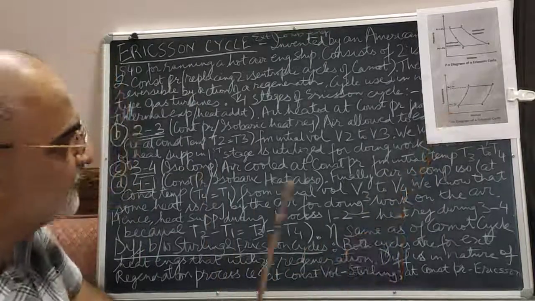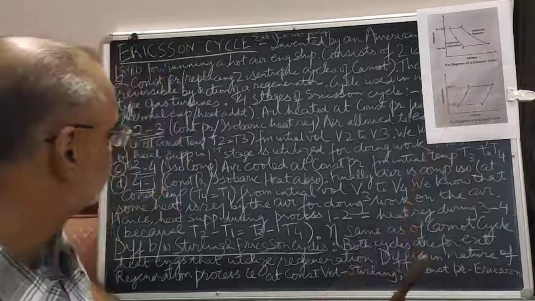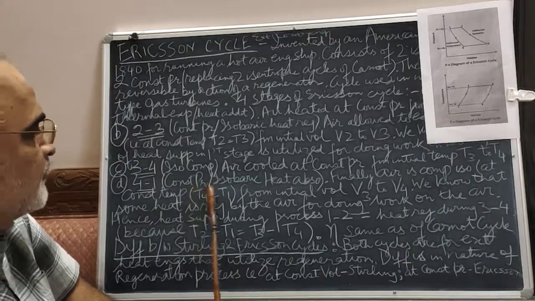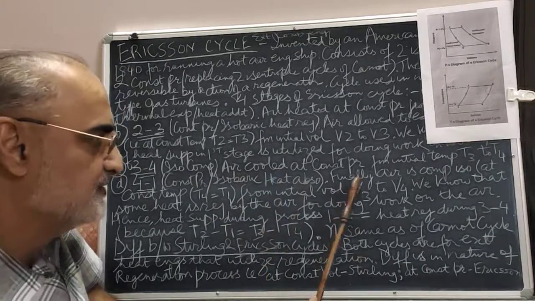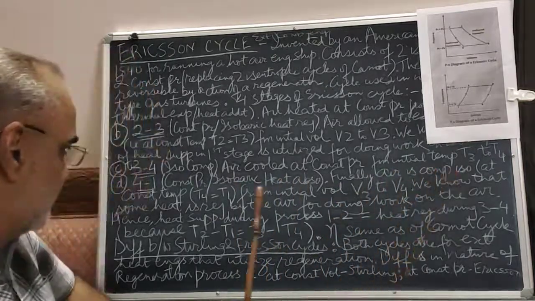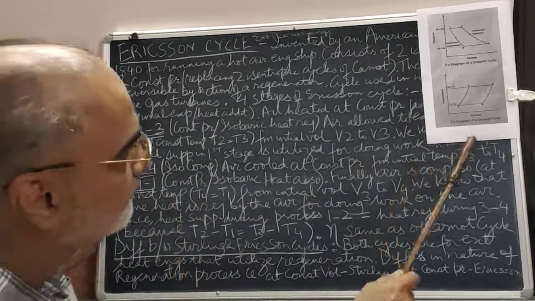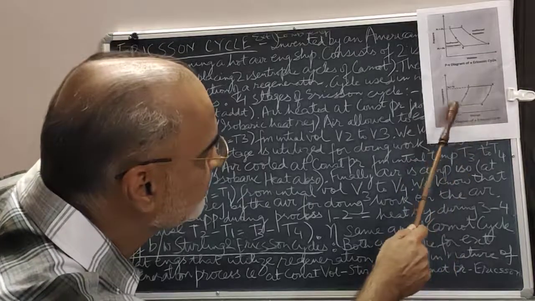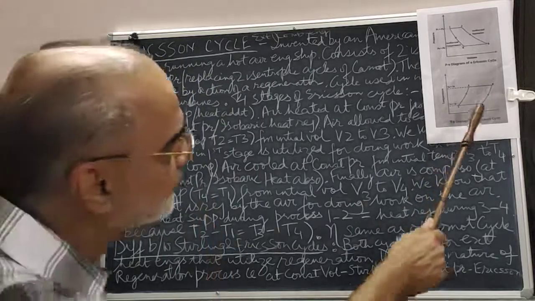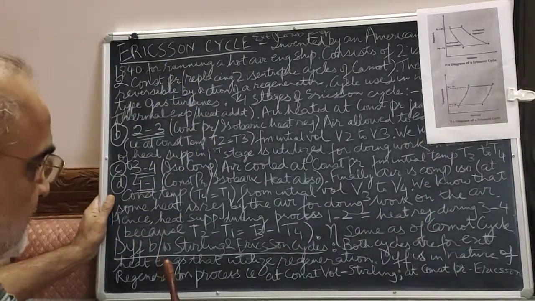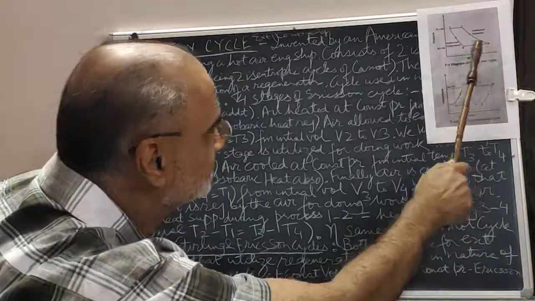And the last phase is 4 to 1, constant pressure, isobaric heat absorption. Finally, the air is compressed isothermally at constant temperature, 4 to 1, constant temperature, T4 to T1, from the initial volume V3 to V4.